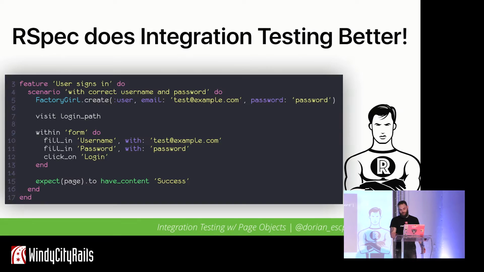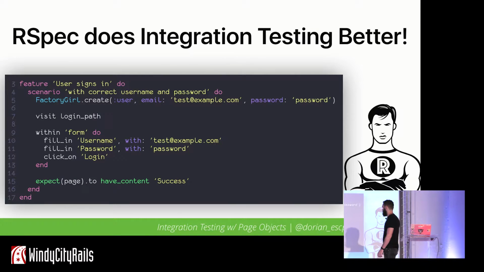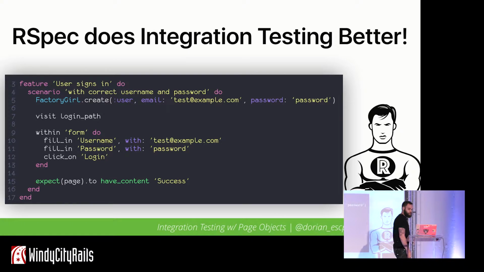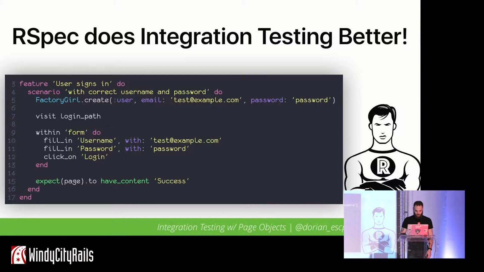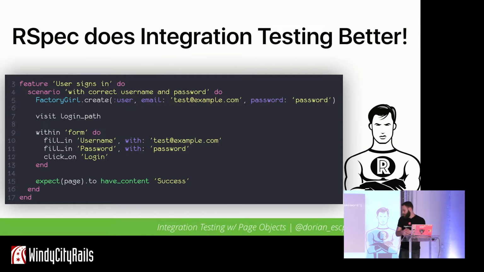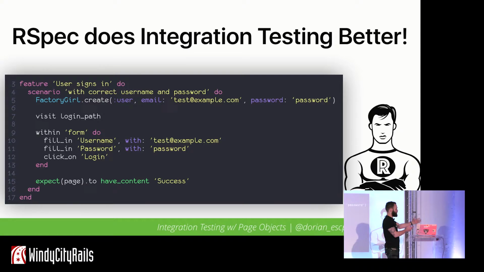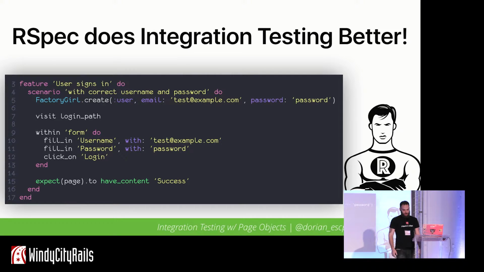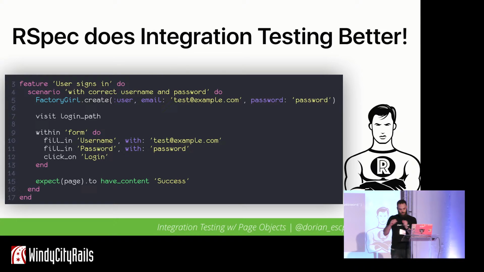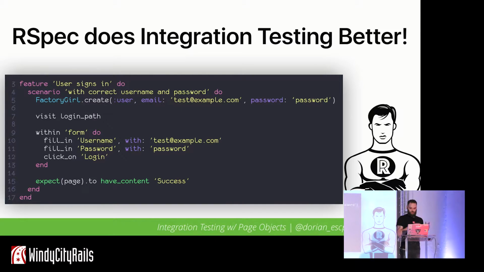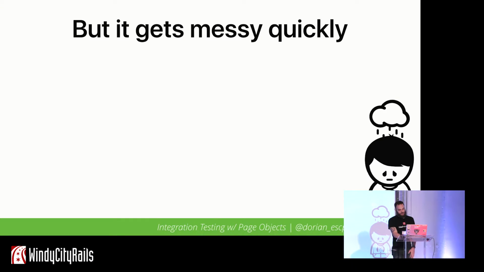So I think that RSpec does integration testing better. And I apologize if you can't read those slides from far away there. There will be some more code-intensive ones soon. But yeah, this looks great. You define a feature, user signs in, and then you define the scenario. You create a user, and then you go to the login path, and then you create a form. You go in the form, and then you fill in the username and password. You log in, and you check that you have success. So far, this is as simple as it gets, right? It's pretty expressive, too. But it gets messy really fast.